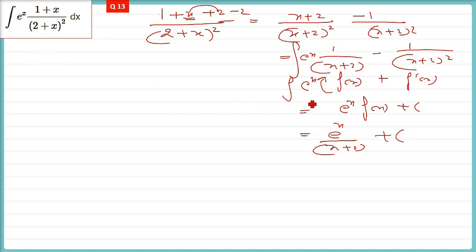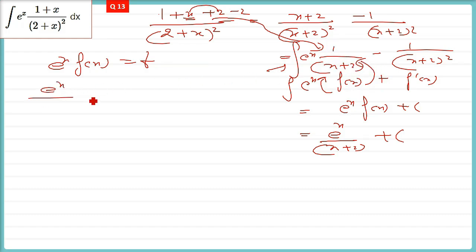Okay. Now if this question needs more explanation, that is, this question carries more marks, then you need to follow another way. Until this point, simplification has to be done. And from here, just take e raised x f(x). What is f(x) here? In this case, we'll take 1 by x plus 2 as f(x). So e raised x f(x) equals t has to be taken. Now e raised x f(x), that is e raised x by x plus 2, equals t.